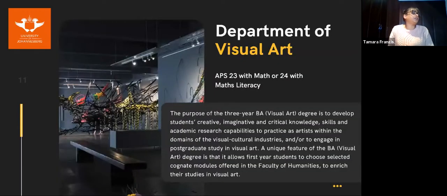We then have the Department of Visual Art. The purpose of a 3-year BA Visual Art degree is to develop students' creativity, imagination, critical knowledge, skills, and academic research capabilities to practice as artists within the domains of the visual and cultural industries, and to engage in postgraduate studies in visual art. A very unique feature of this specific program is that it allows first-year students to choose selected cognate modules offered in the Faculty of Humanities to enrich their studies within visual art.